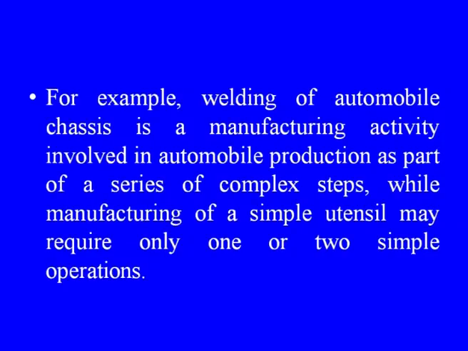Manufacturing covers a very wide range of situations, right from robo-controlled highly mechanized lines of production to some simple day-to-day single operation activities. For example, welding of automobile chassis is a manufacturing activity involved in automobile production as part of a series of complex steps, while manufacturing of a simple utensil may require only one or two simple operations.